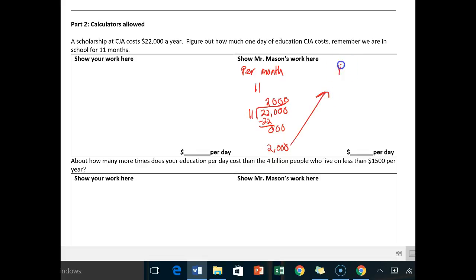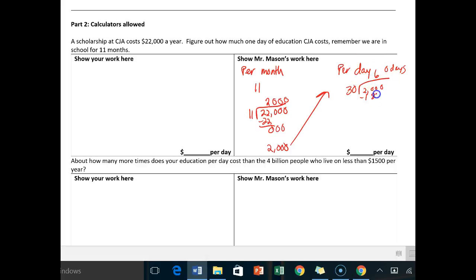And then again per day. So how many days are in a month? Well, again, there are about 30 days. So we'll say 30 into 2,000. And how many times does 30 go into 2,000? Well, it doesn't go into 2, it does go into 20, so thinking about 3, not 30, it goes into 200 6 times.